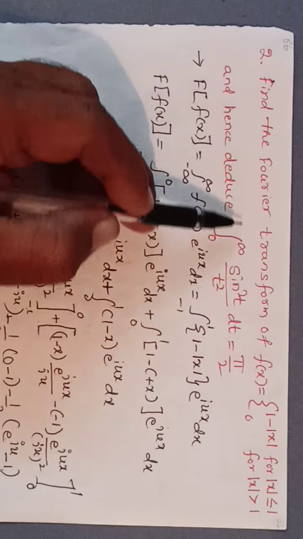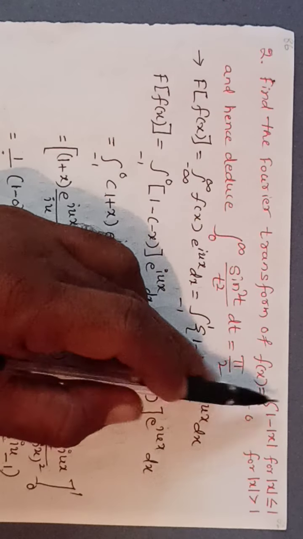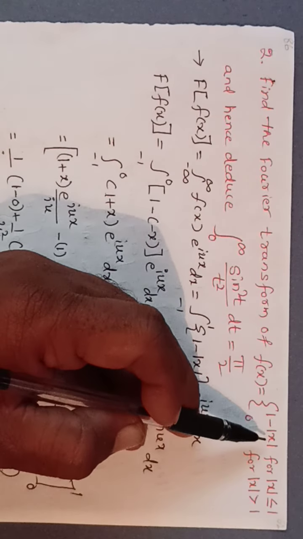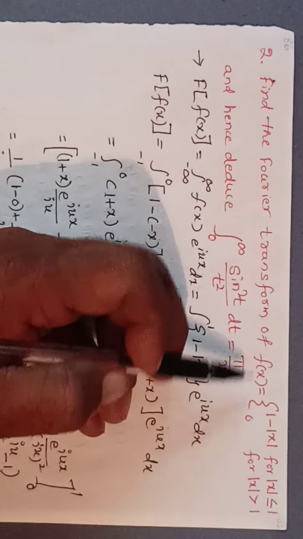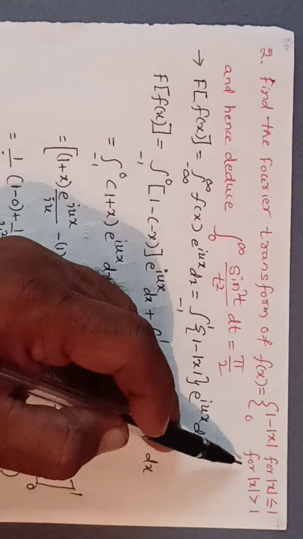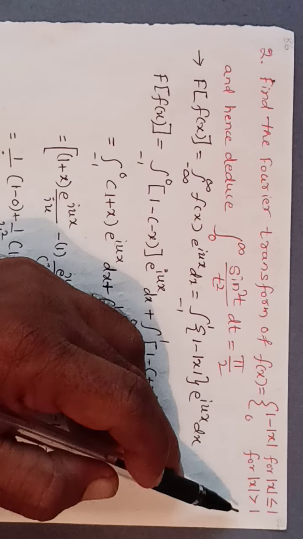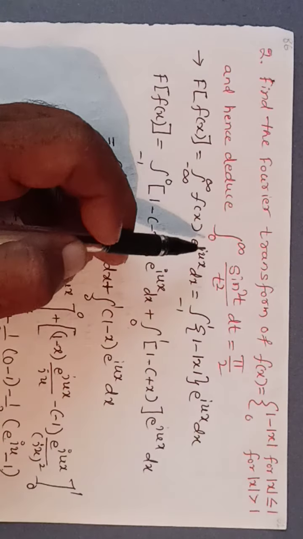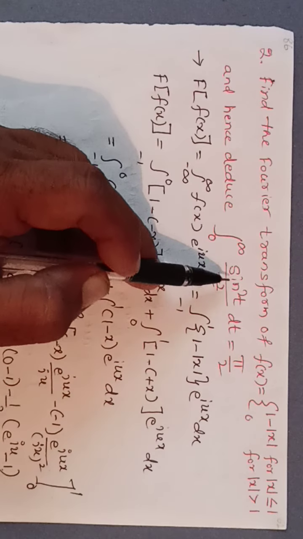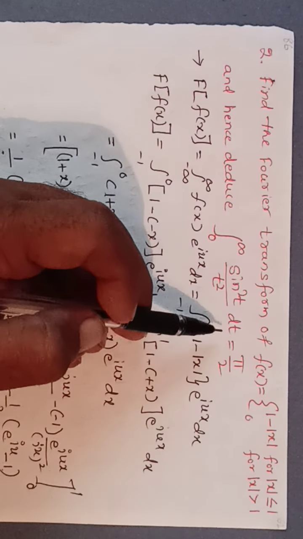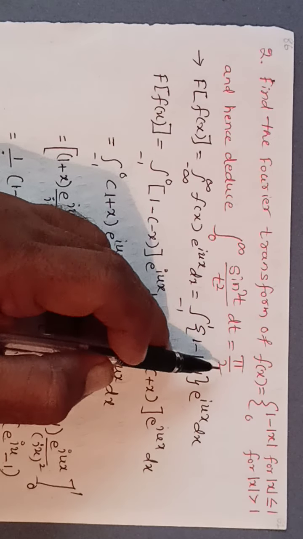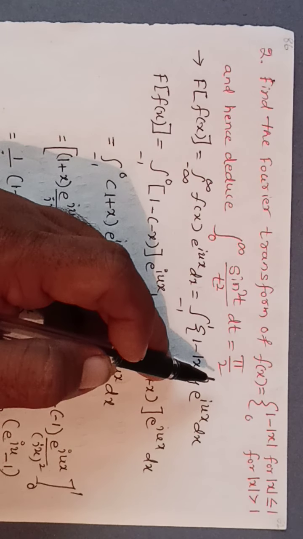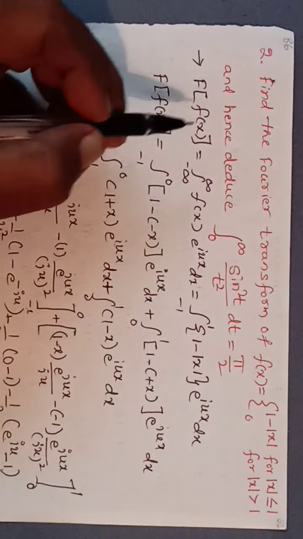Problem number 2: find the Fourier transform of f of x is equal to 1 minus mod x for mod x less than or equal to 1, and f of x is equal to 0 for mod x greater than 1, and hence deduce that the integral from 0 to infinity of sin squared t divided by t squared dt is equal to pi by 2. So we have to prove it is equal to pi by 2. Very important problem, several times asked in VTU exam.